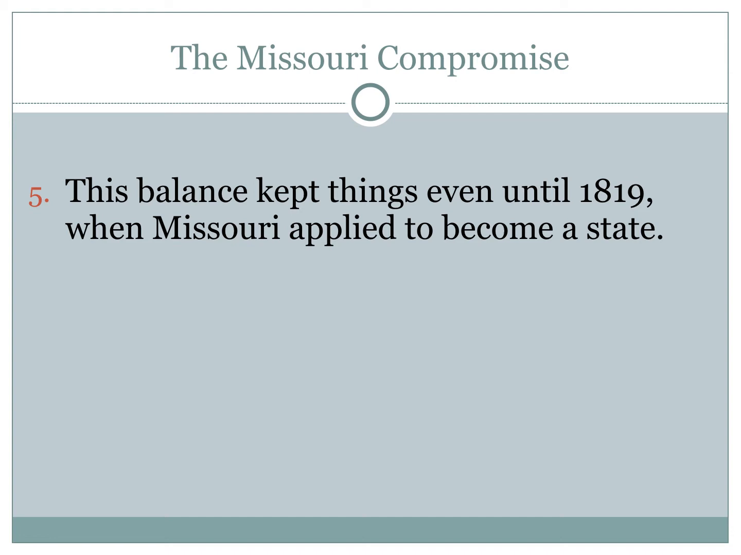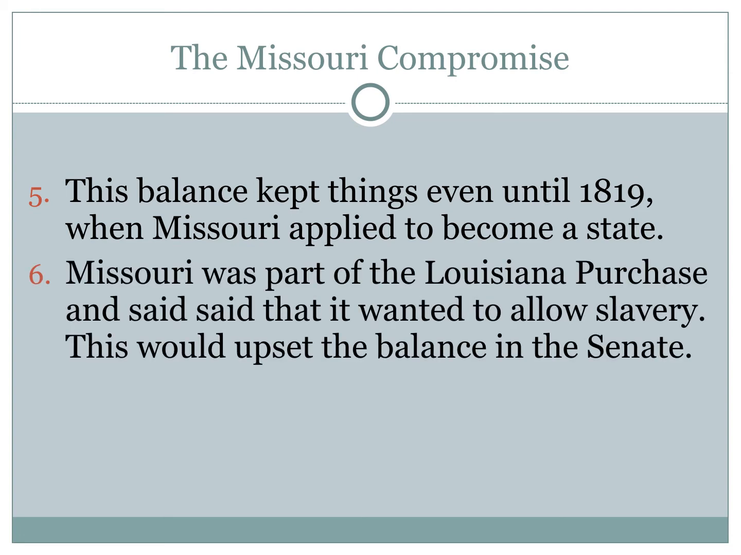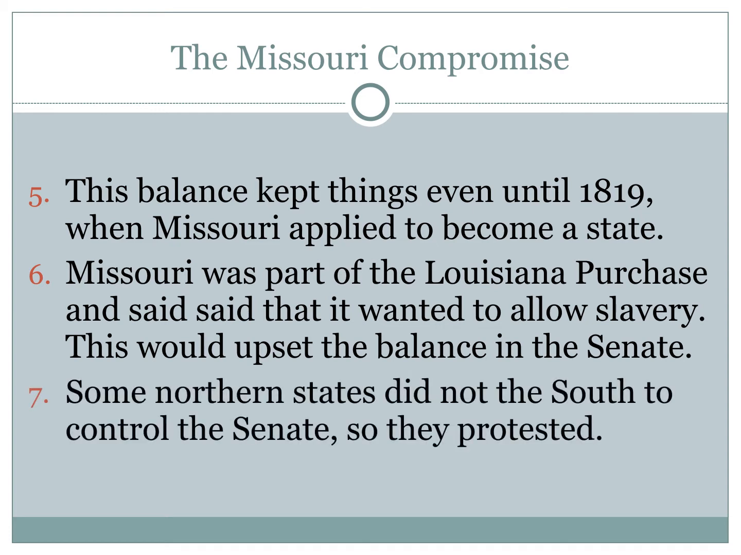In that year, Missouri applied to become a state. Missouri was part of the Louisiana Purchase, and it applied to come into the Union as a slave state. Well, this would mess up that balance between free and slave in the Senate. As you can imagine, there were northern states who were not wild about that. They did not want the South to have control over the Senate. So they protested, they argued, and fought against allowing Missouri to come into the Union.